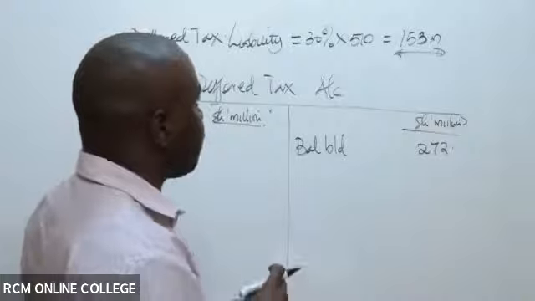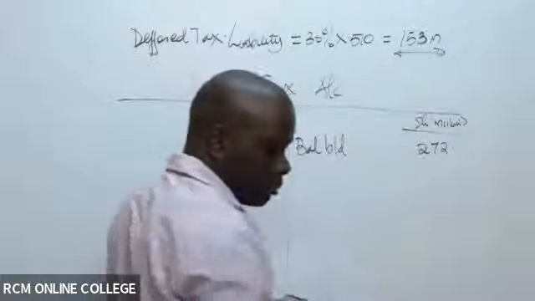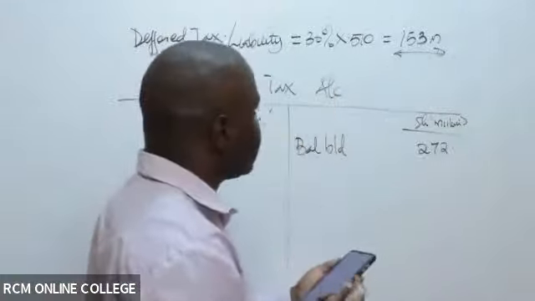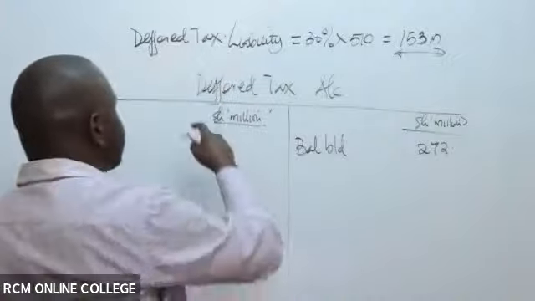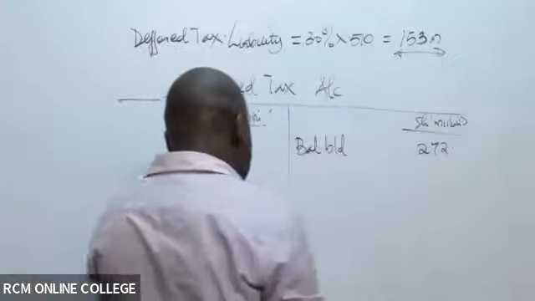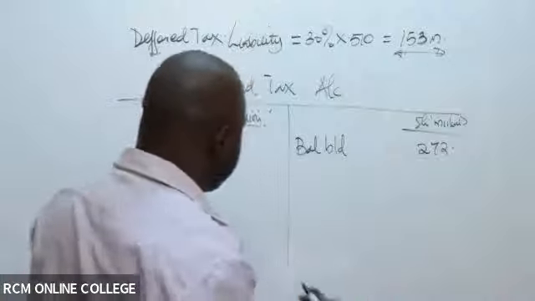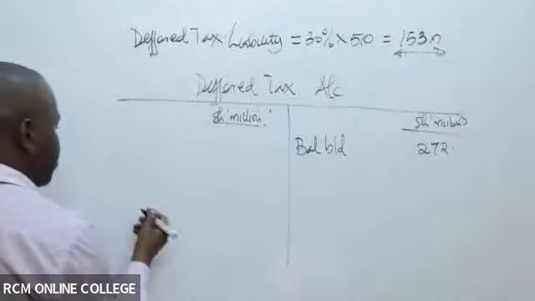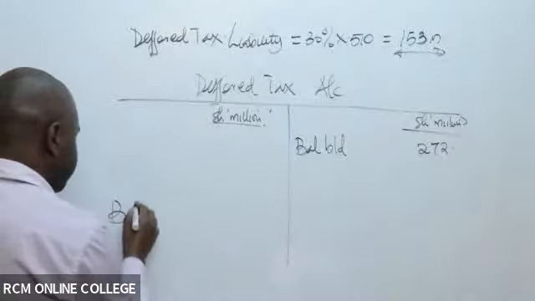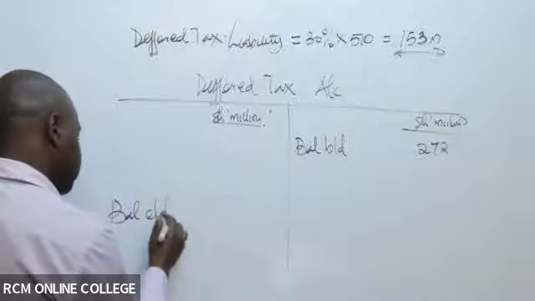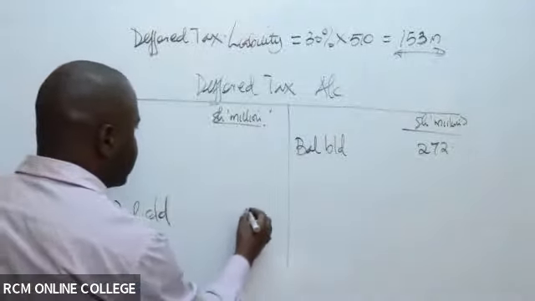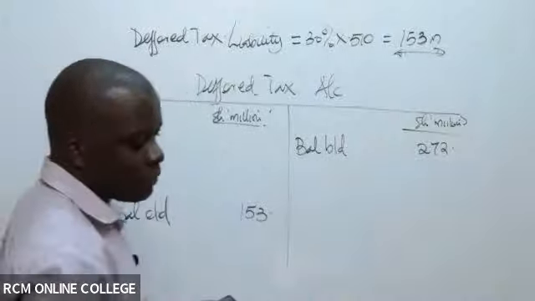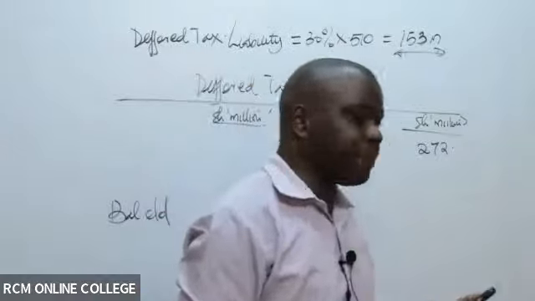Then, at the end of the year, we've already been able to compute. Remember, in the first note we computed the relevant temporary differences, and then the deferred tax liability as of the end of the year. So the balance carried down of the deferred tax liability is exactly what we got, 153 million.